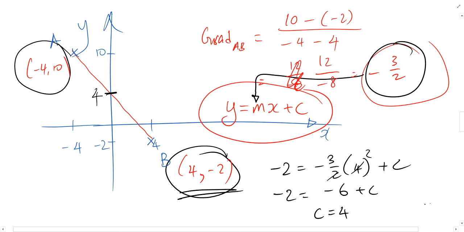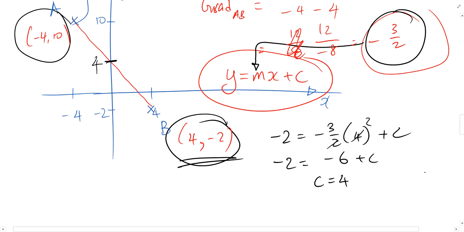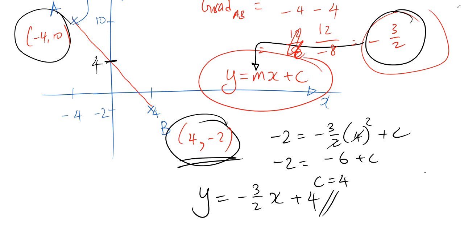But it's not exact. So here we have our equation of the graph. It will be y equals negative 3 over 2 x plus 4. That's the equation of the line. Okay, I've got another equation, another line.